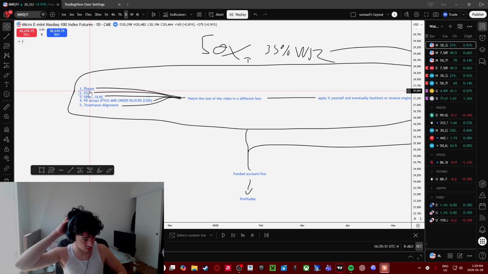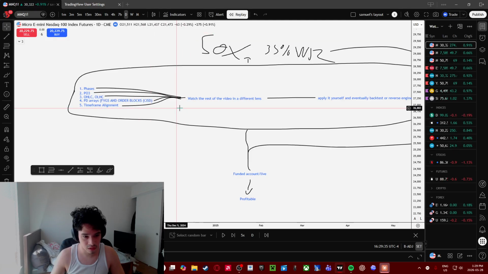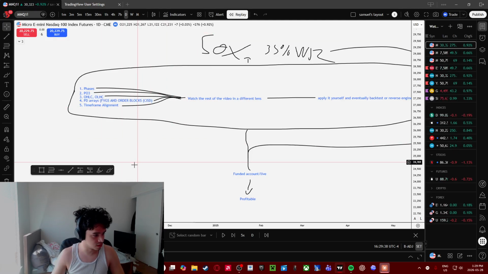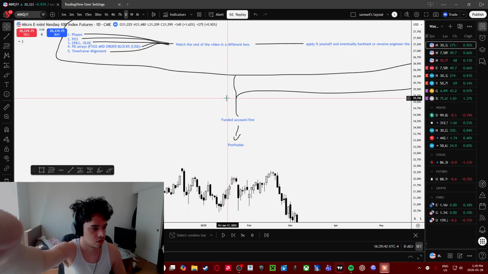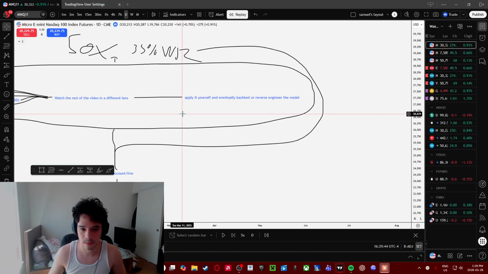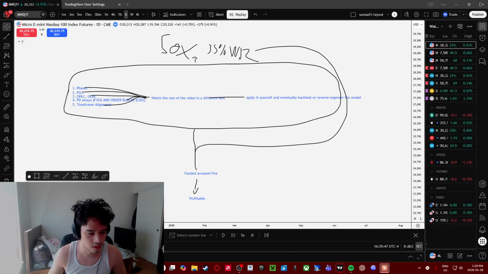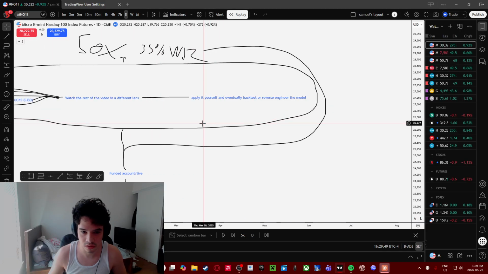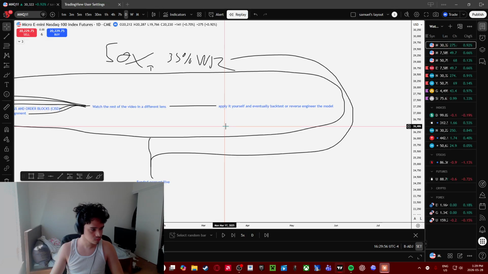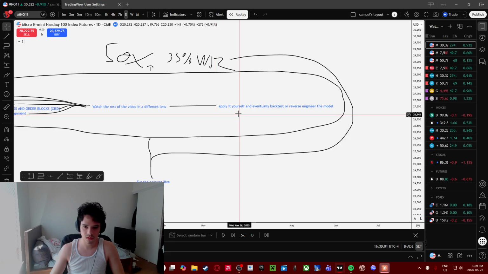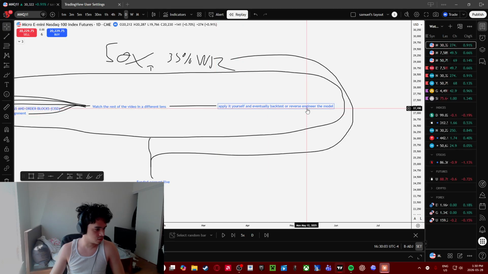Now I'm no longer teaching how candlesticks work, just teaching the model as it is. So I'm going to be saying, oh, this is that, this is that, and then eventually we're going to be letting go of your hand, and you're going to be doing this yourself. You're going to apply it and backtest it on replay mode or TradeZella, any backtesting tool, or you can reverse engineer the model.